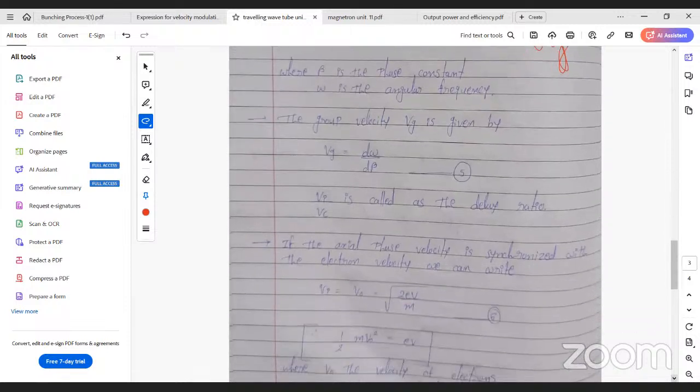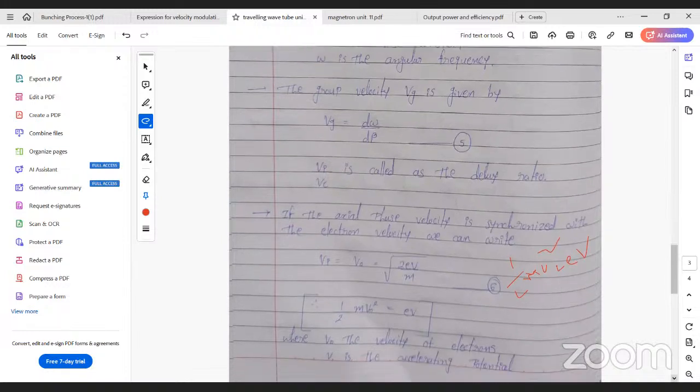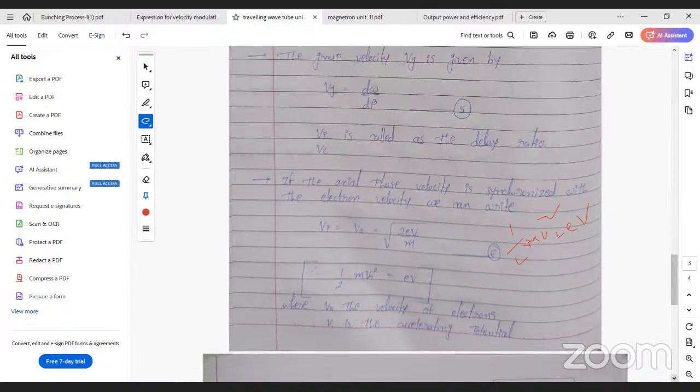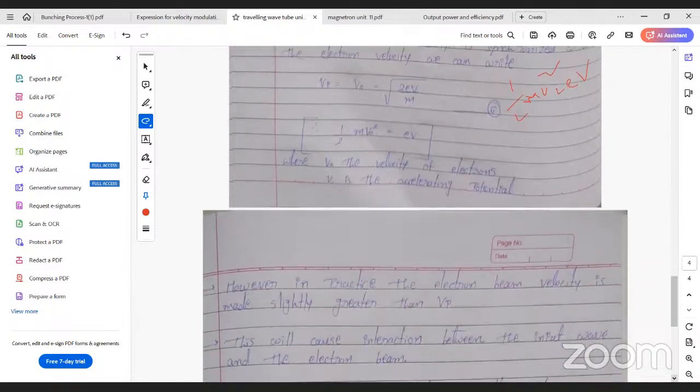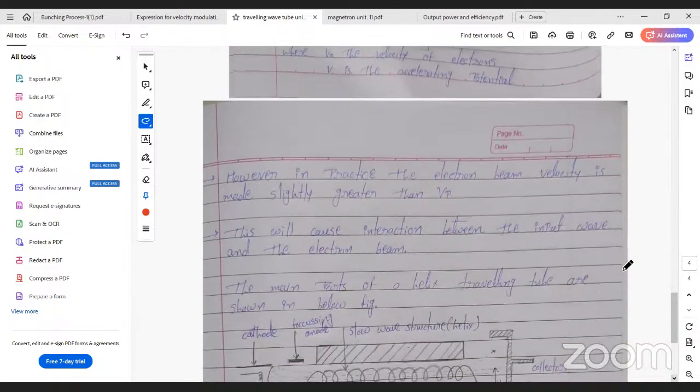From this, Vp, in general, we have one formula. The kinetic energy formula, half m v square, equals E capital V. From that, I am calculating V naught. V naught equals the square root of 2 EV by m. Here V naught is the velocity of the electrons, and capital V is the accelerating potential, that is, how much potential has been applied. Up to here, we have this topic.